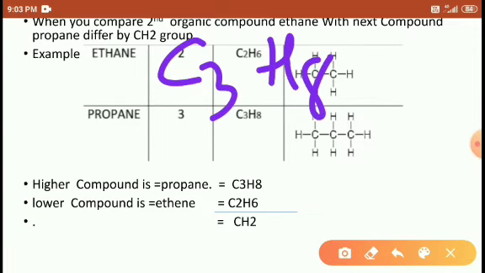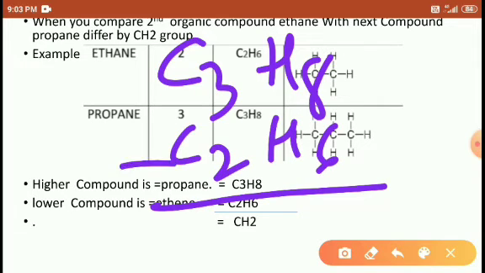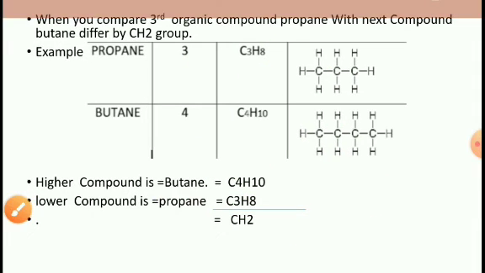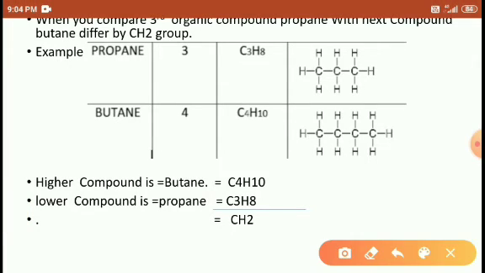C3H8 propane, subtract C2H6. Subtracting 2 carbon from 3 carbon, you get 1 carbon, and subtracting 6 hydrogen from 8 hydrogen, you get 2, so a CH2 group. Understood? Next, look here, one more example I am giving you.